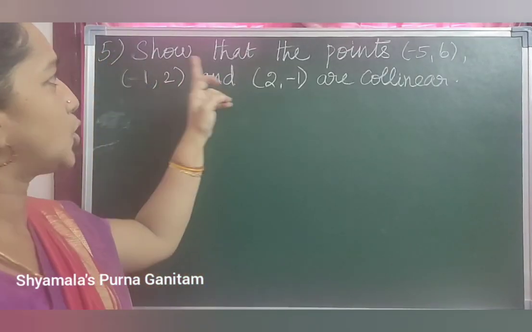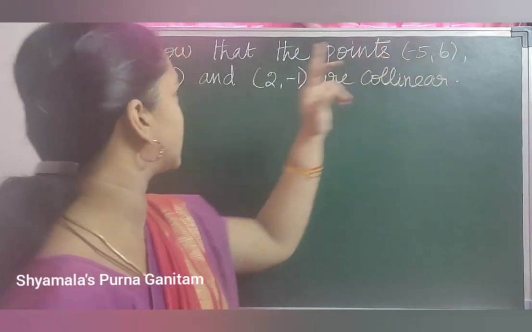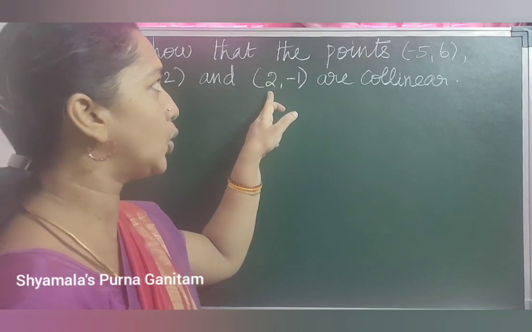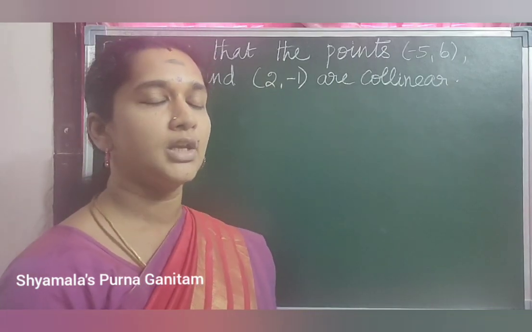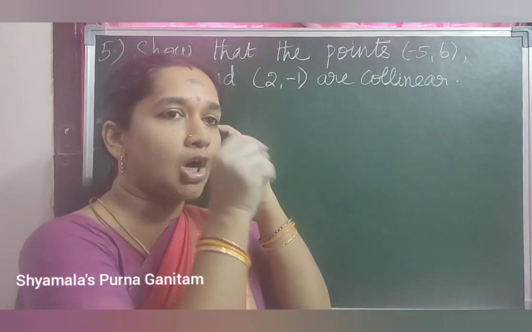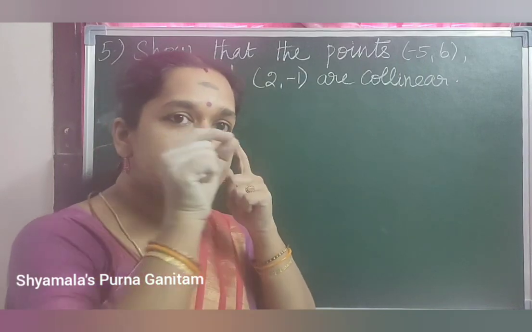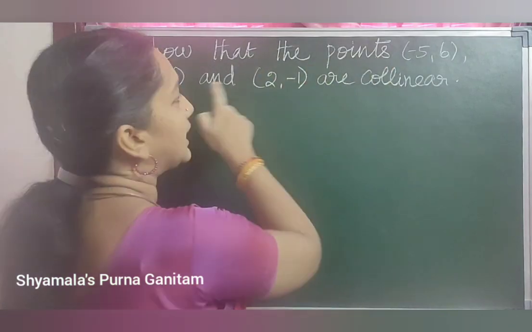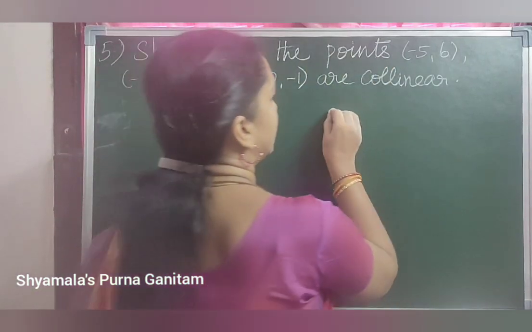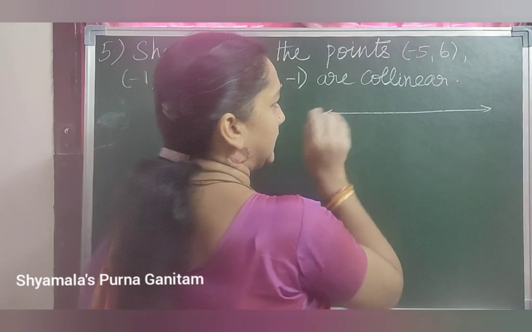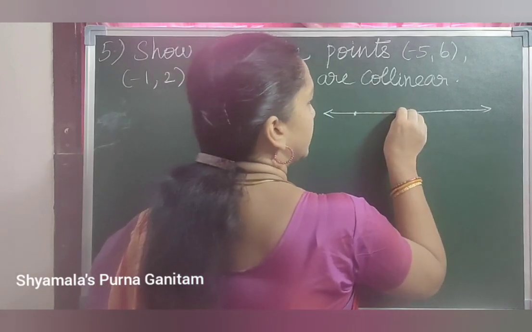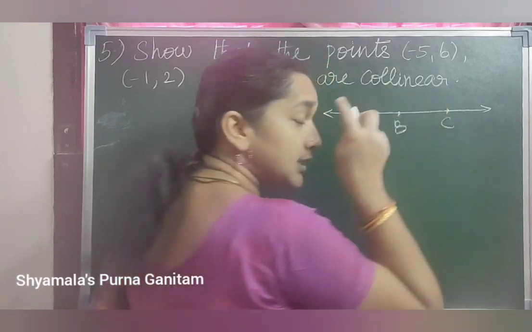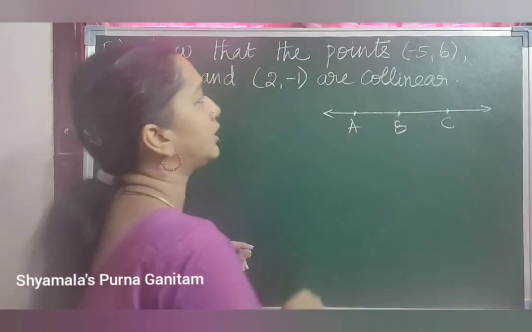Fifth sum. Show that the points minus 5, 6, minus 1, 2 and 2, minus 1 are collinear. What do you mean by collinear? If all the points lie in the same straight line, they are called collinear. So how will you check these 3 points are collinear? We take a line. These 3 points are there, A, B, C. You are asked to check whether these 3 points are collinear.